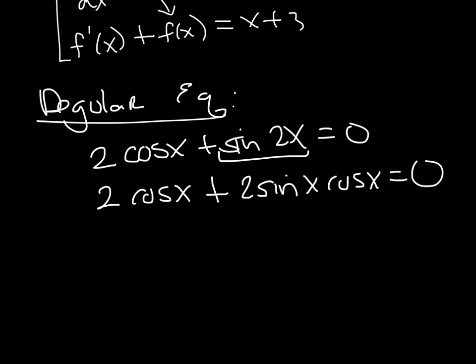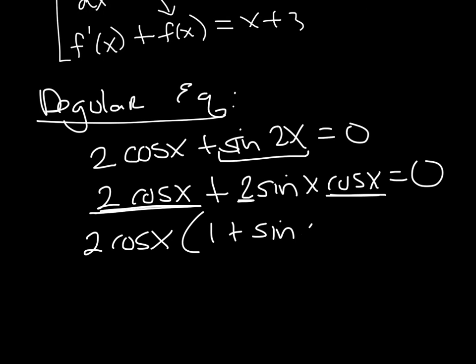Well, we have sine and cosines. We can definitely factor out 2 cosine x. That's our greatest common factor. We'll be doing that a lot. There's my 2 cosine x, 2 cosine x. So 2 cosine x, and what's left over, I have 1 plus sine x equals 0.